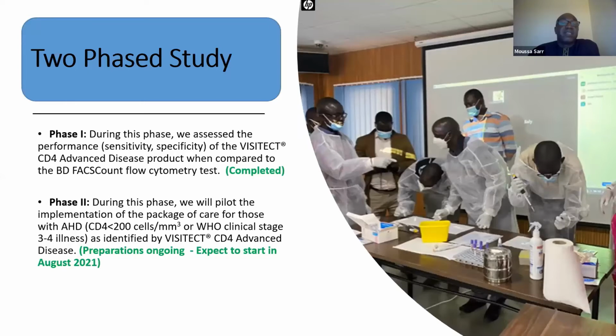This will be a two-phase study. In phase one, we assess the performance, sensitivity, and specificity of the VISITECT CD4 Advanced HIV Disease product when compared to the BD FACSCount flow cytometry testing. That phase of the study is completed. And then phase two, which is going to start at the end of August or September, will pilot the implementation of the package of care for those with advanced HIV disease as identified by the VISITECT CD4 Advanced Disease testing.